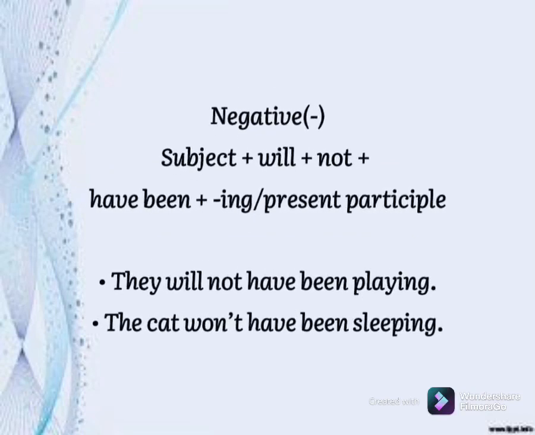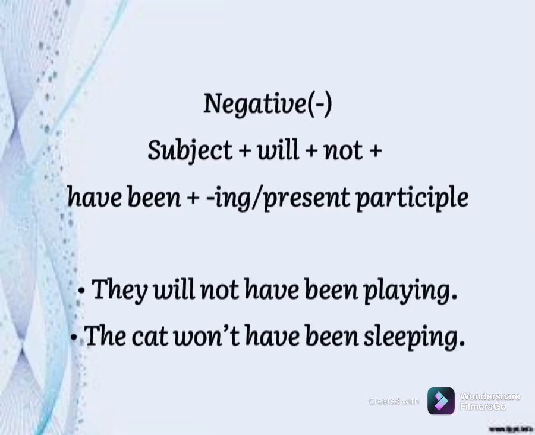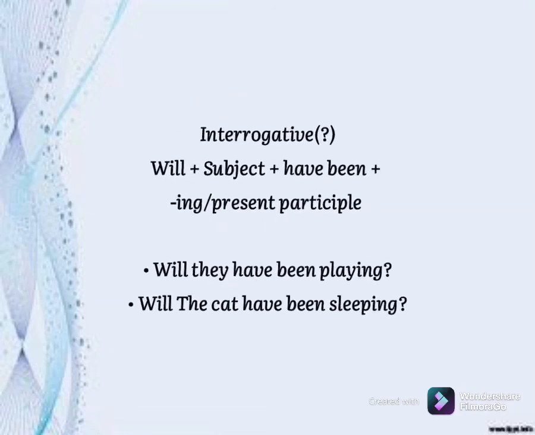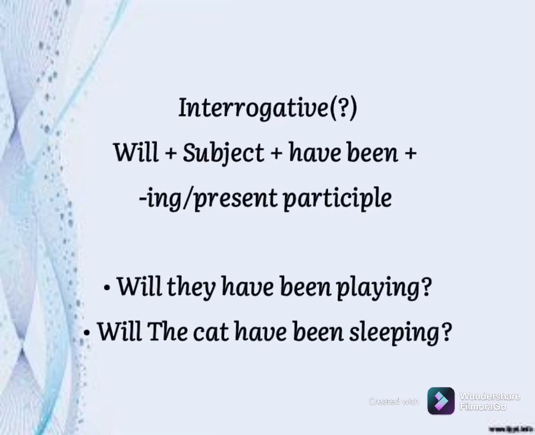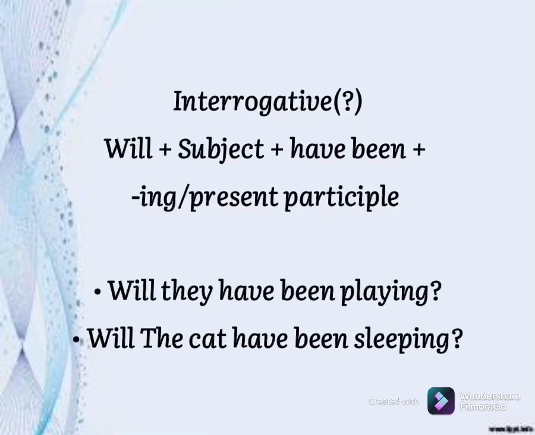Negative. The formula is subject plus will plus not plus have been plus ing, or present participle. They will not have been playing. The cat won't have been sleeping. Interrogative, asking a question. The formula is will plus subject plus have been plus ing, or present participle. Will they have been playing? Will the cat have been sleeping?